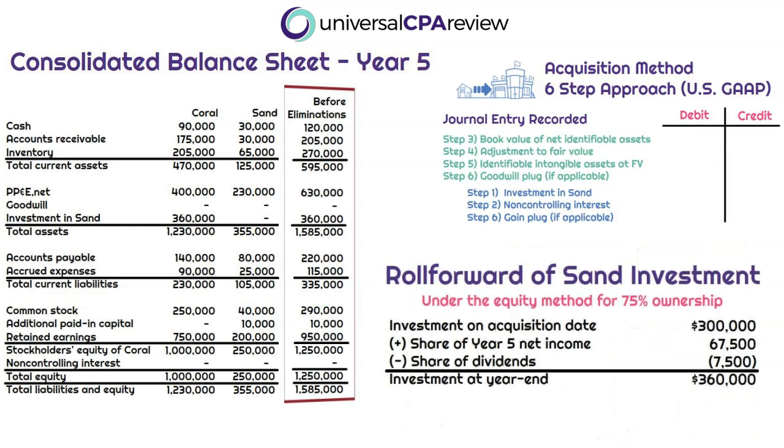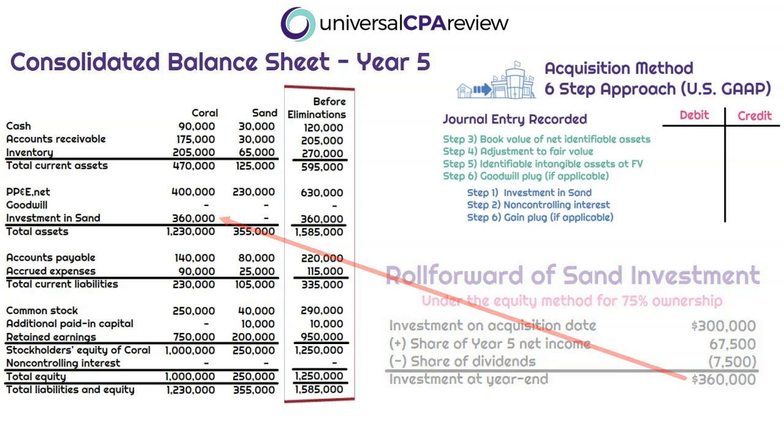So here's our roll forward of the Sand investment. On the acquisition date, they would have recorded $300,000, but then they had to increase it for their share of net income, which was $67,500, but then their share of dividends would have decreased it by $7,500, right? So that's how we got to the investment at year end, which was on the balance sheet of $360,000.